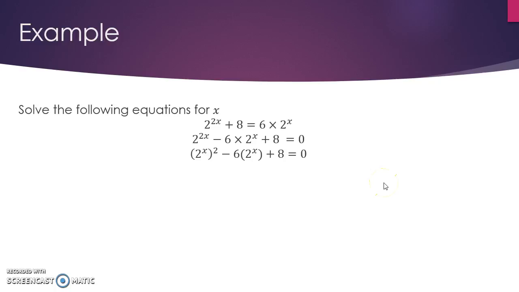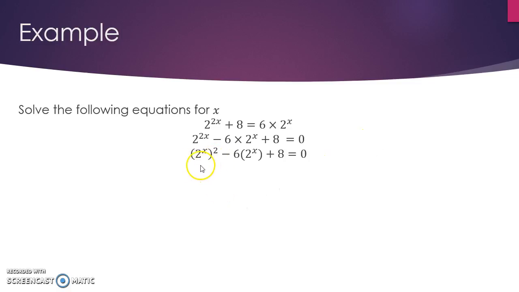The last one is probably a little bit more difficult than the other two, but if we just break it down, we realize this isn't as straightforward as the previous ones. We've got a plus 8 here, and 6 times 2 to the power of x. We can't break that down any further. So we bring the 6 times 2^x over to the left hand side of the equation, and make it equal to 0.